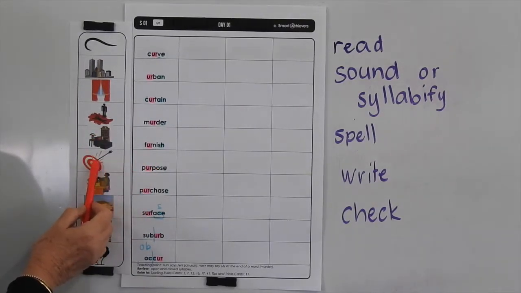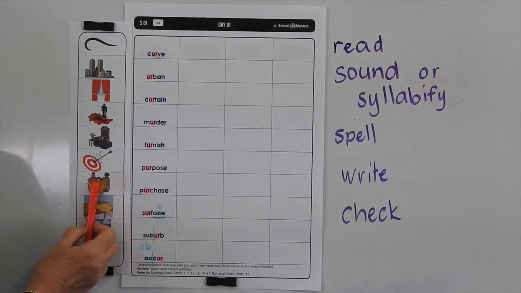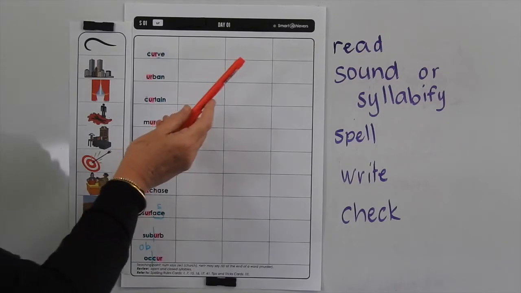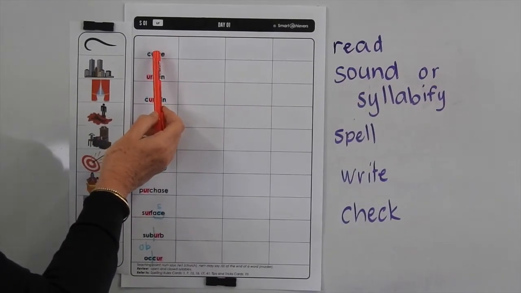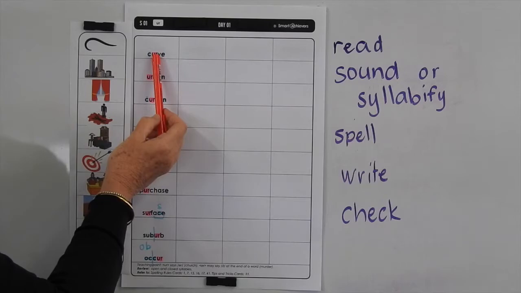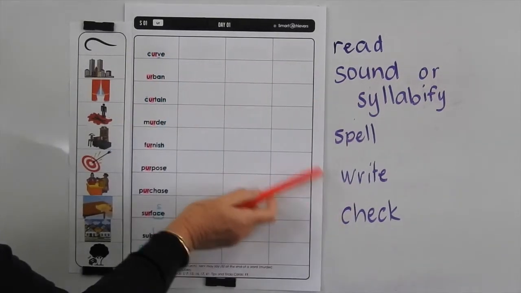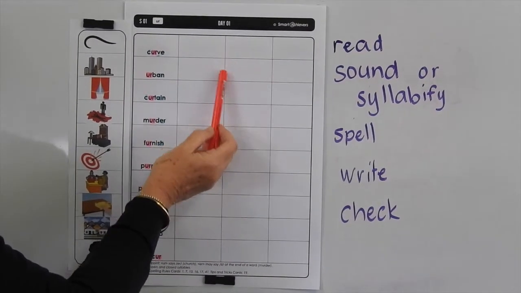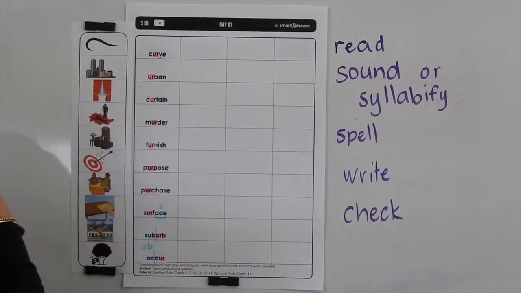Purpose is when something's done for a reason. A purchase is when we buy something. Surface is the outside covering of an object. A suburb is the residential area of a city. And occur means when something has happened. So you can go through and read the words, go through each one, sound it 3 times, spell it or syllabify it, spell it 3 times, write it 3 times, then check it to make sure that it's okay. And if you've made an error, make sure that you go back and write it correctly.